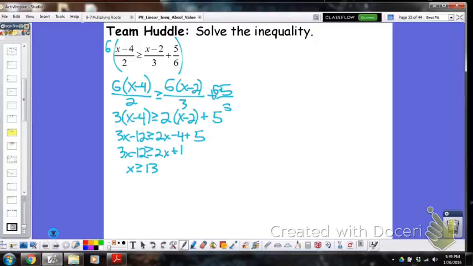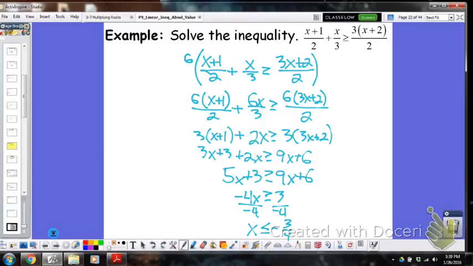So the solution to this one is x is greater than or equal to 13. Now I just realized I made a mistake in this one. So go back to this slide. And when I multiplied by 6 in this second step, we should have 6 times 3 times x plus 2. That'll make a big difference.